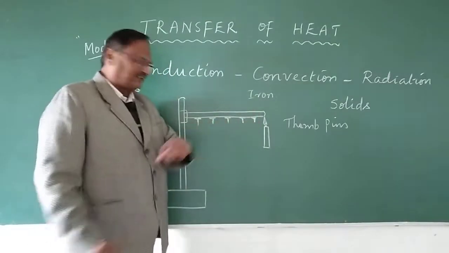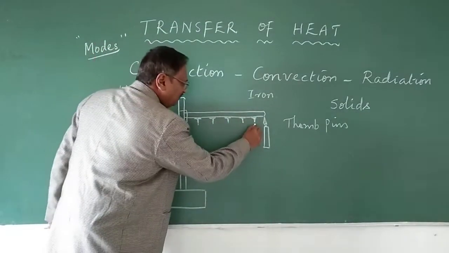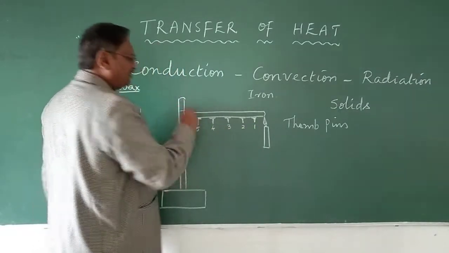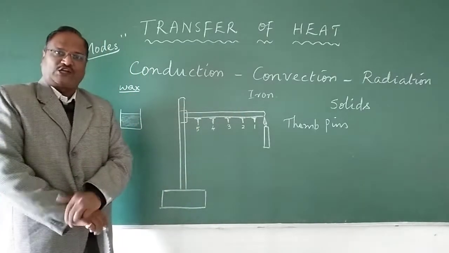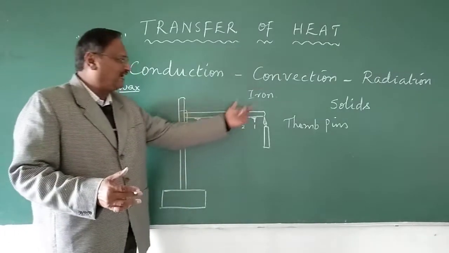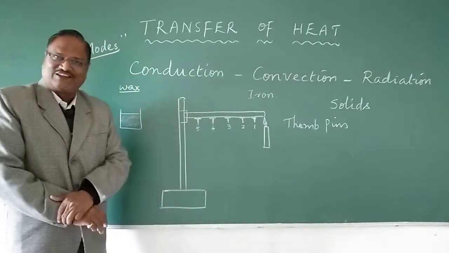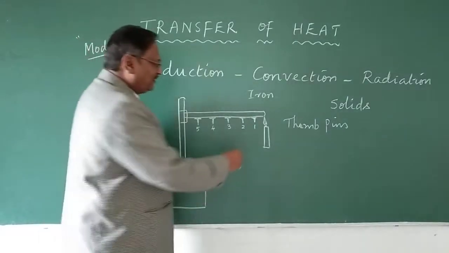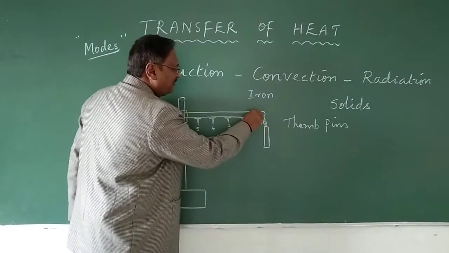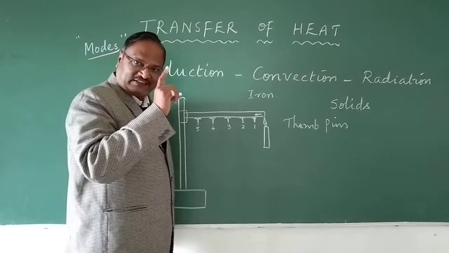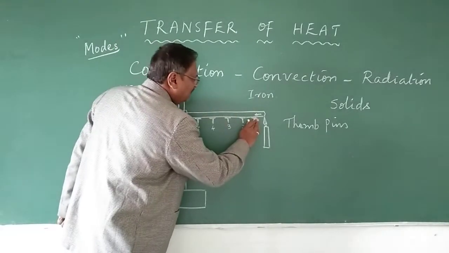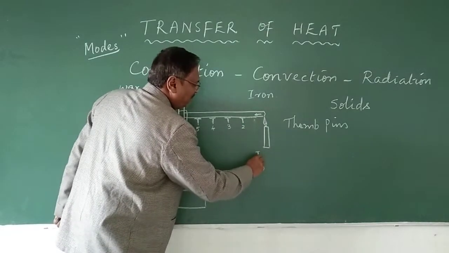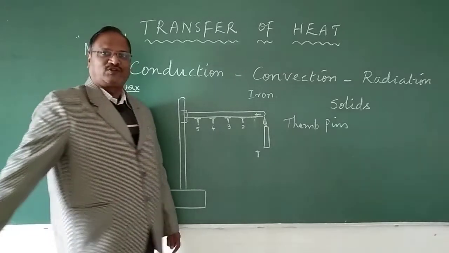When I heat here, this is pin 1, pin 2, pin 3, pin 4, pin 5. I heat it here, and slowly the iron rod is getting heated. When the iron rod is getting heated, what will happen? The heat will be conducted, the heat will be transferred, and at pin 1 the wax will melt, and pin 1 will fall down.